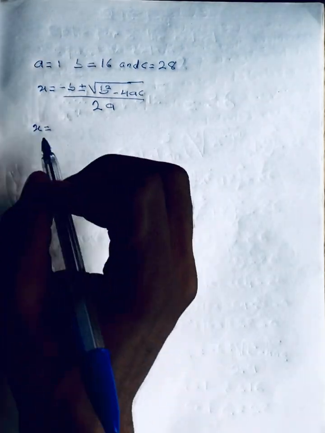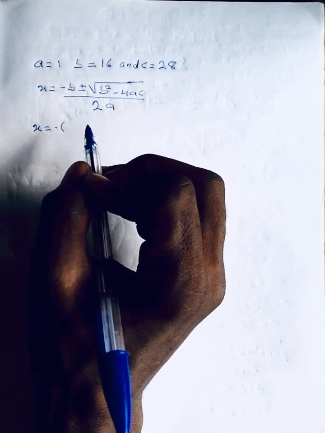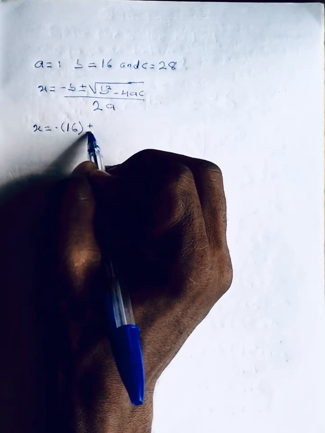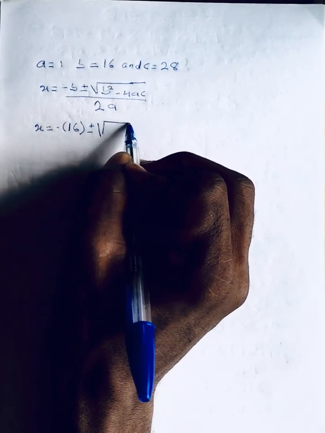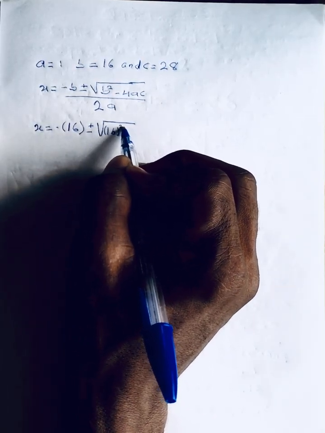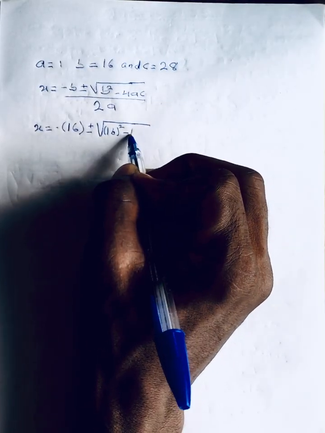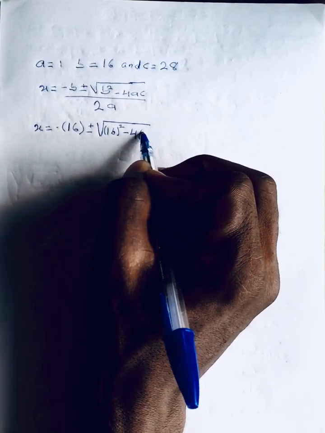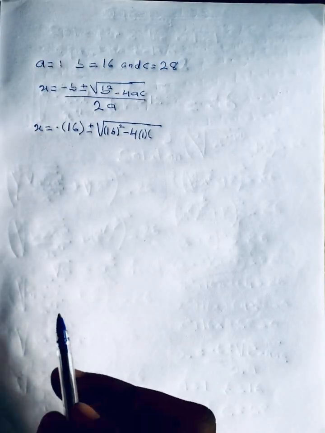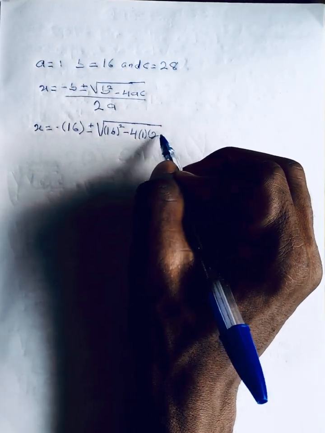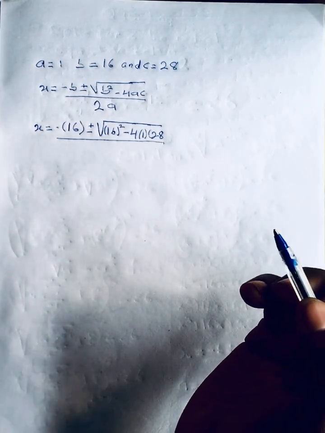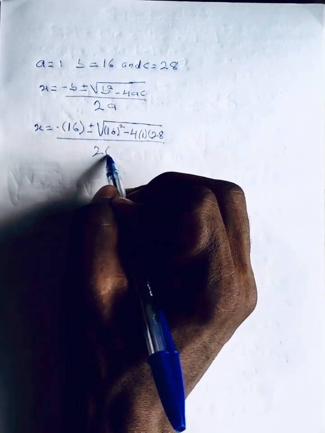So b, we have negative into bracket 16 plus or minus the root of what? 16 squared minus 4 into bracket 1, because our a is equal to 1, into another bracket what? c, which is 28, all over what? All over 2a, 2 into bracket 1.